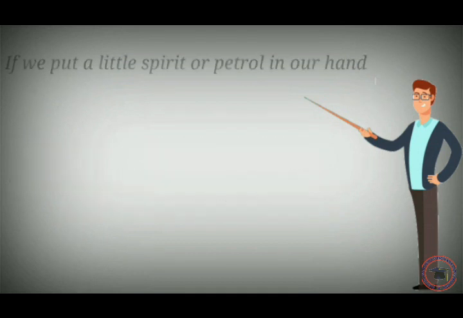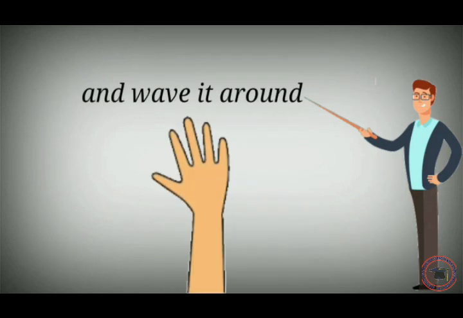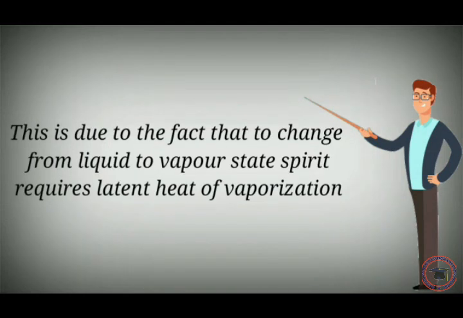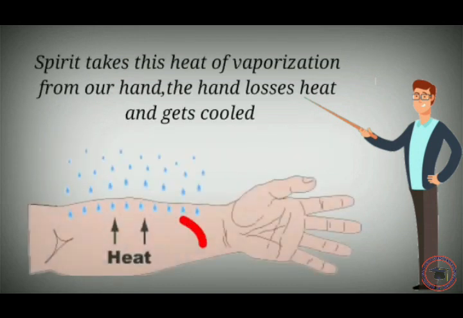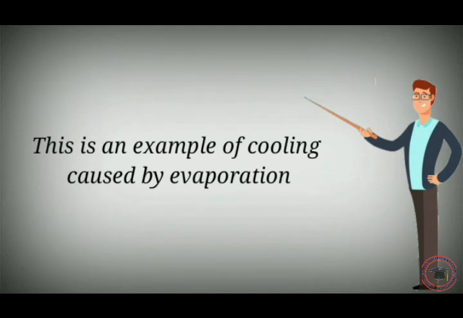If we put a little spirit or maybe petrol at the back of our hand and wave it around, the spirit evaporates rapidly and our hand feels very cold. This is due to the fact that to change from the liquid to the vapor state, spirit requires latent heat of vaporization. The spirit takes this heat of vaporization from our hand. The hand loses heat and gets cooled. This is an example of cooling caused by evaporation.